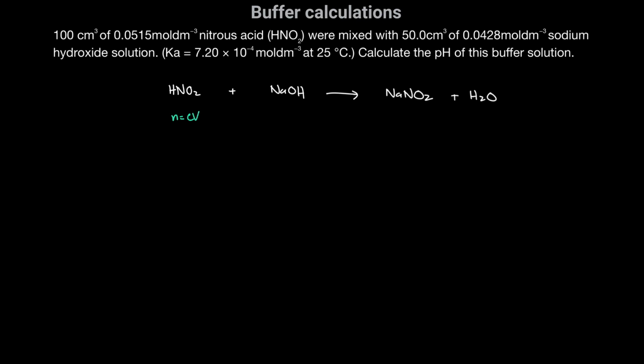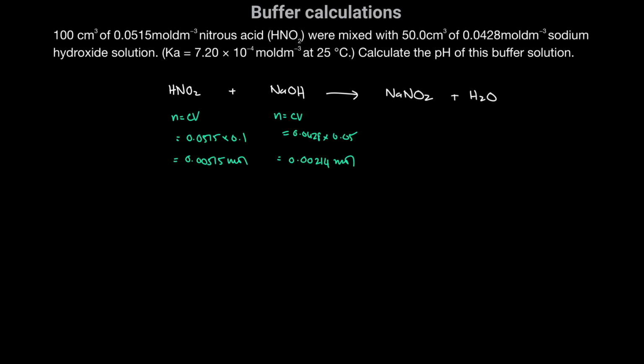The number of moles of HNO2 is concentration times volume. Concentration is 0.0515. The volume is 0.1 decimeter cube. So therefore the number of moles is 0.00515 moles. Similarly for sodium hydroxide, the concentration is 0.0428, the volume is 0.05 decimeter cube, that's 50 cm cube. The number of moles comes out to 0.00214 moles.